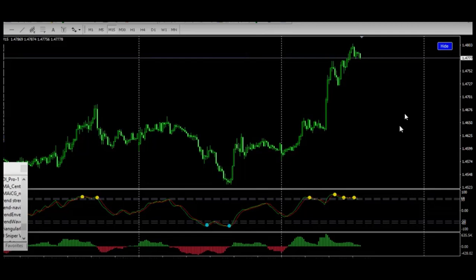So it's just 2 indicators you combine together and your chart is very clean. So this is how to use this particular strategy.